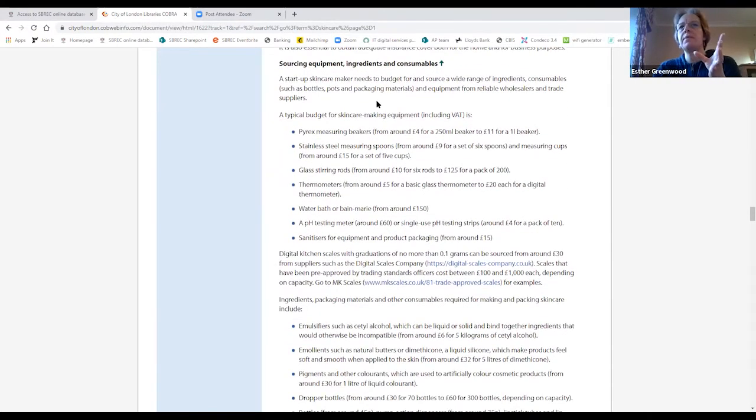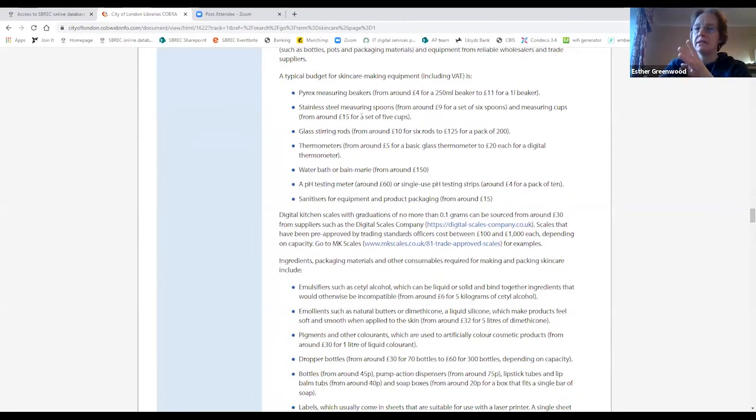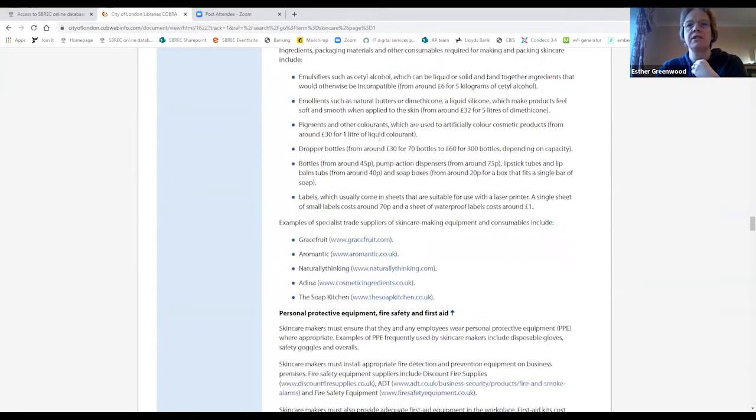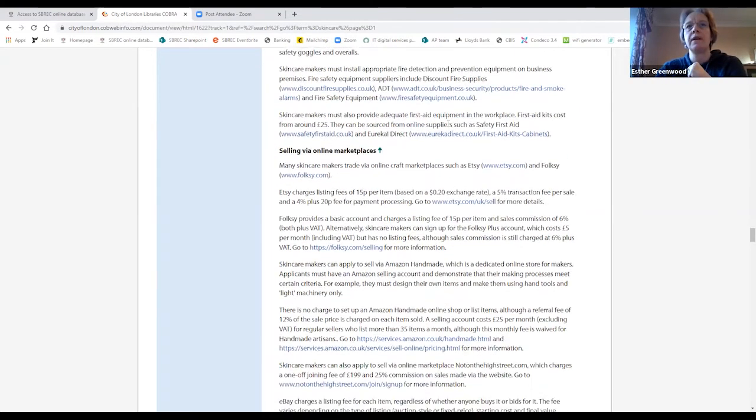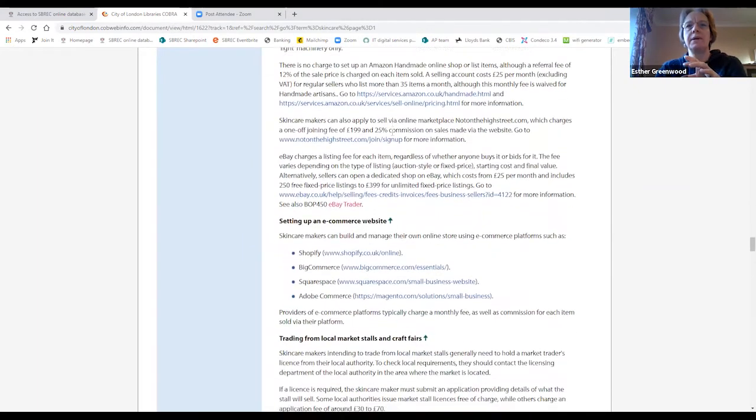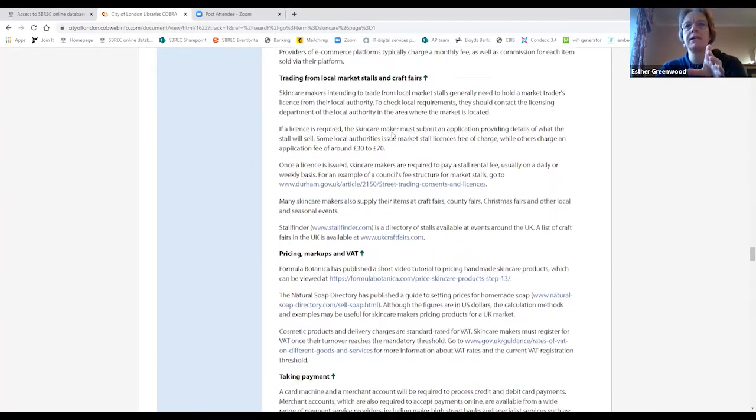Again, we've got here a bit about sourcing the equipment and resources that you might need, again with the costs for that, so that will enable you to think about your startup costs. I'm going to come down a bit. Again, it talks about fire safety, first aid, protective equipment, because especially if you're employing other people, that might be necessary as well. So here it talks about selling a bit and setting up an e-commerce website.